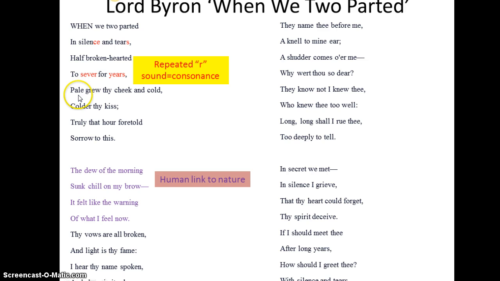Then we have other elements such as imagery, such as pale grew thy cheek and cold, colder thy kiss. The repetition of the cold, colder emphasizes this frigidness.